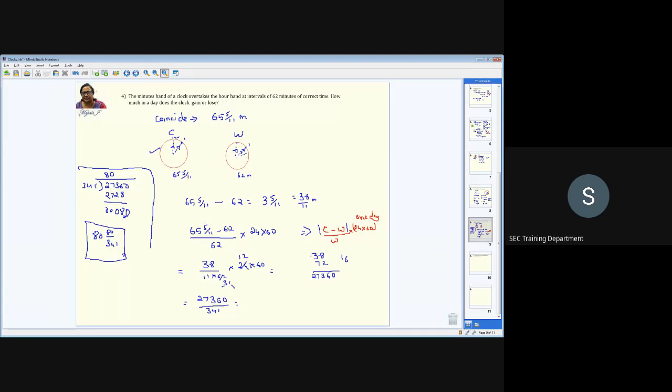More than the formula, you should know the logic why we are subtracting and why we are dividing by 62, because we are going to see for the correct time. I can write the other way also. It is like 38 by 11 minutes. It's going to lag for 1 hour. So that is 60 minutes. So for 62 minutes, how much is going to lag? And then based on that, find out for 24 hours.